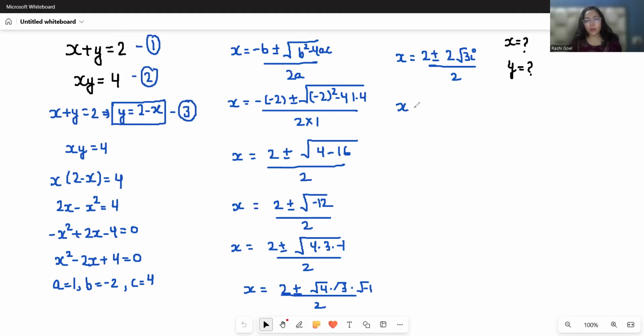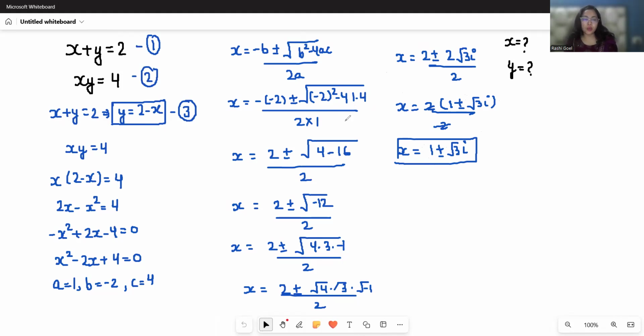Now I can take 2 common from numerator. So 1 plus minus root 3 iota by 2. So it will cancel out. So x is equals to 1 plus minus root 3 iota. Now to find out the value of y, I'm taking equation number 3, that is y is equals to 2 minus x. Now we have two values of x. One is 1 plus root 3 iota and second is 1 minus root 3 iota.